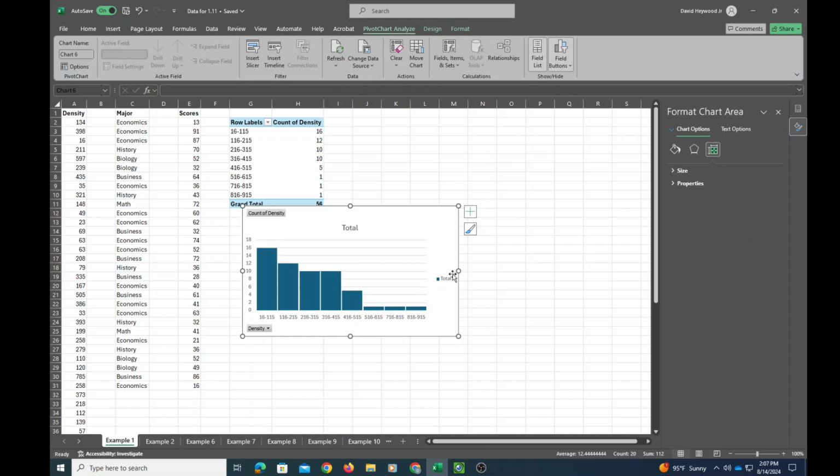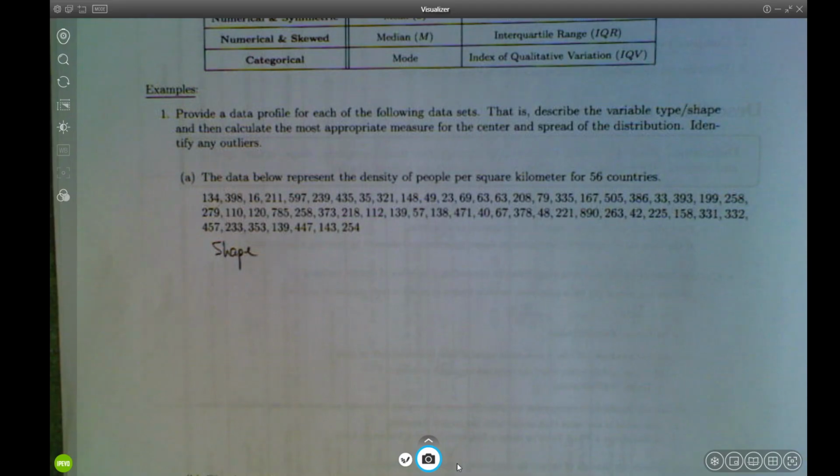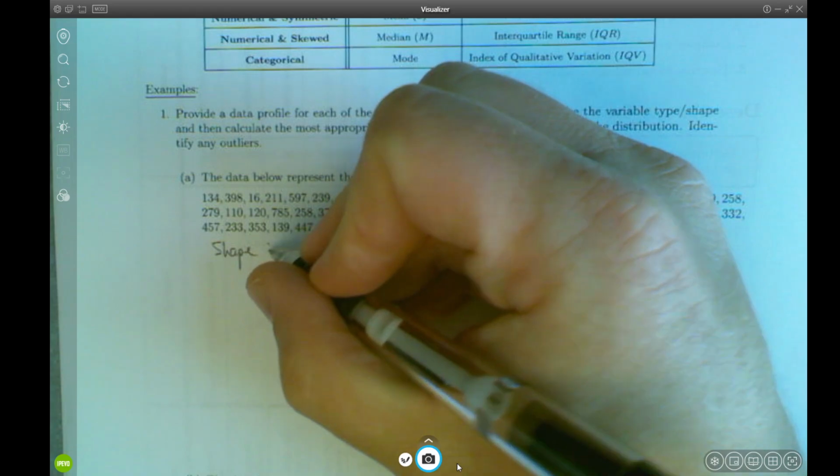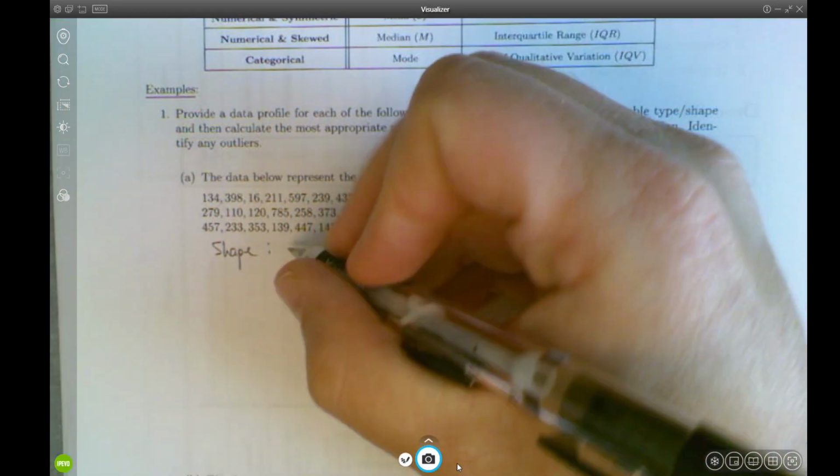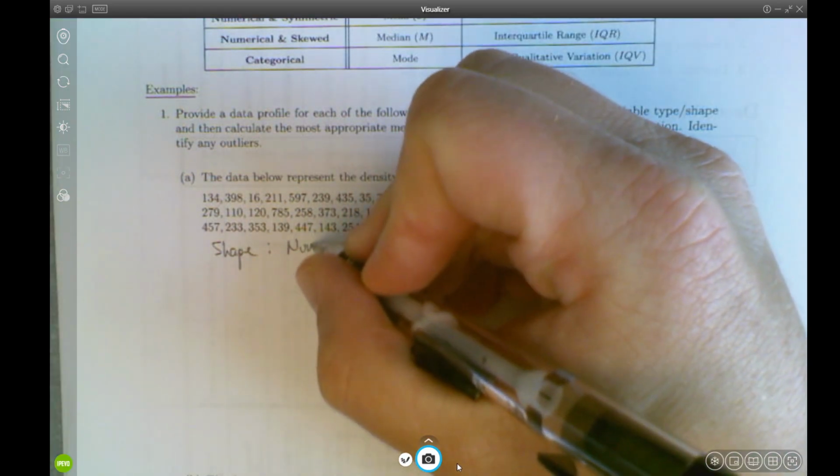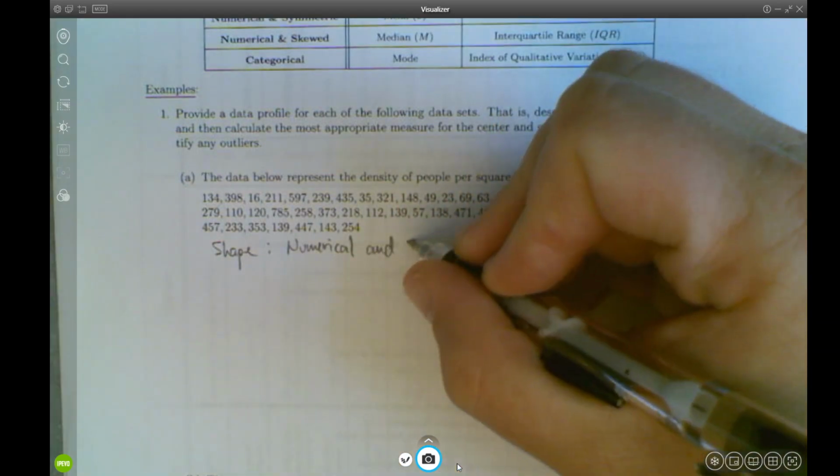Okay, we've done this 1,000 times at this point. But there you go. There's our data set. It's most definitely skewed right. So let's write those things down. As far as the shape is concerned, well, first of all, I'm going to say that this is numerical data, and it's skewed right.